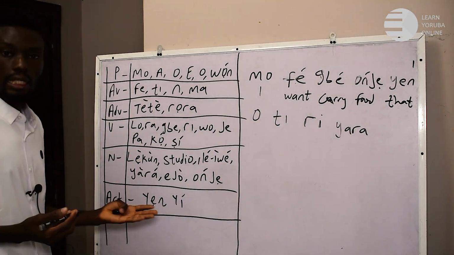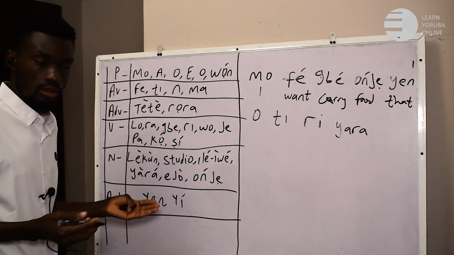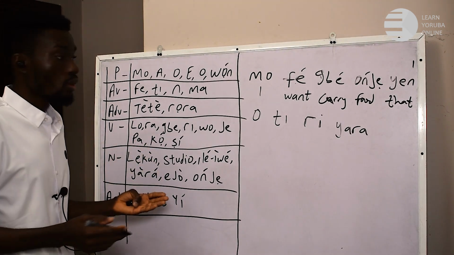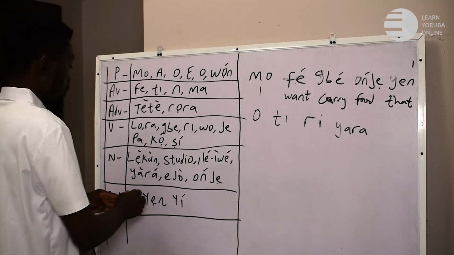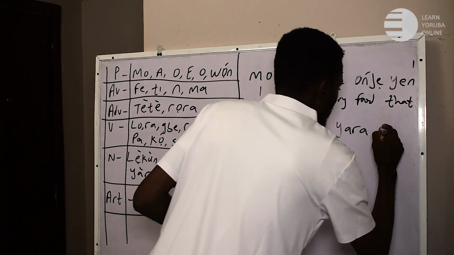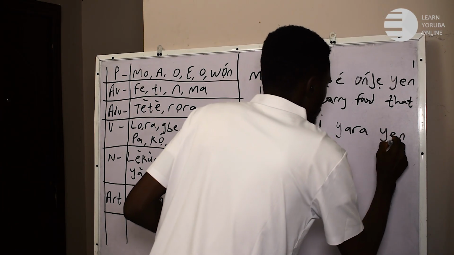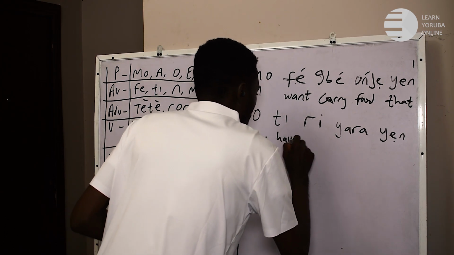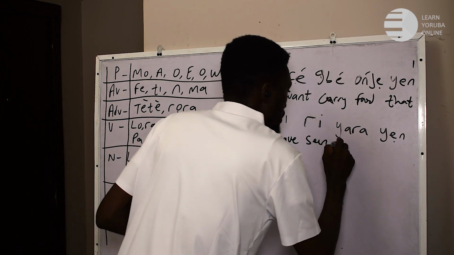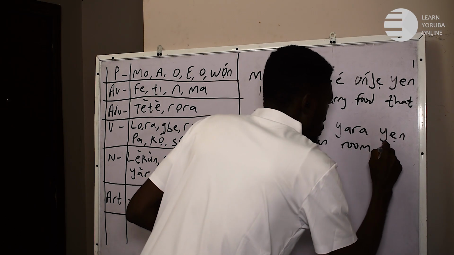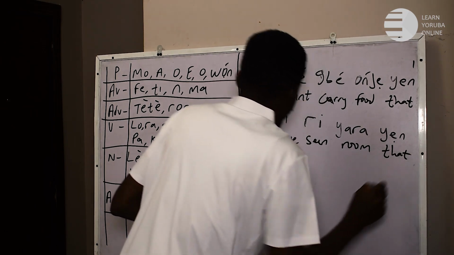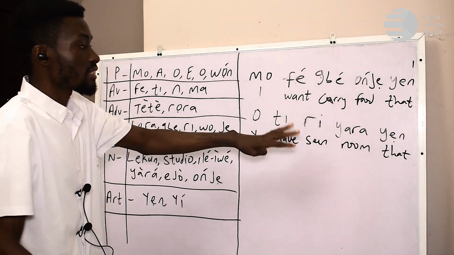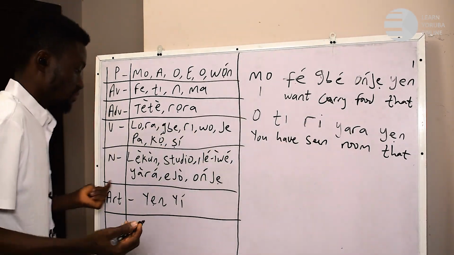It can be yen or yi: Oti ri yara yen, or Oti ri yara yi, you've seen this room. But let's just use yen. Oti ri yara yen. So you have seen that room. So that is just for that.